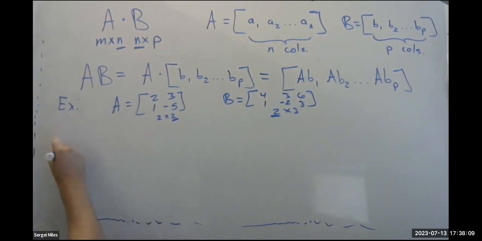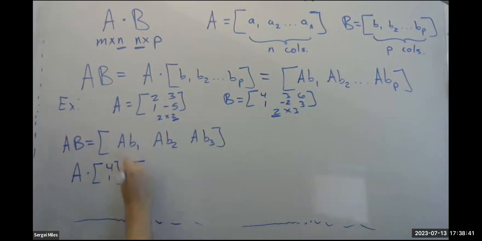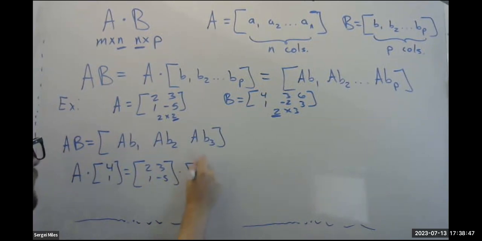Okay, so we continue, and we can use this formula we have so far. A times B is going to be the matrix A times B1, the matrix A times B2, the matrix A times B3. Let's start with B1. What is B1? It's the vector 4, 1. A is 2, 3, 1, -5 times 4, 1.